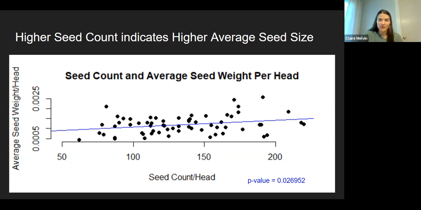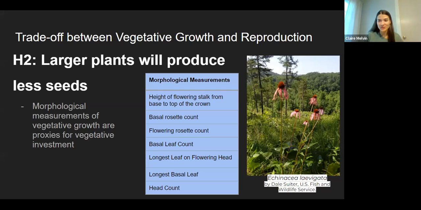And with this positive correlation, I wanted to see if it would correlate between vegetative growth and reproductive growth. So is there a trade-off between vegetative growth and reproduction, or is it another positive correlation? So I predicted larger plants will produce less seeds because more resources are allocated to vegetative growth.